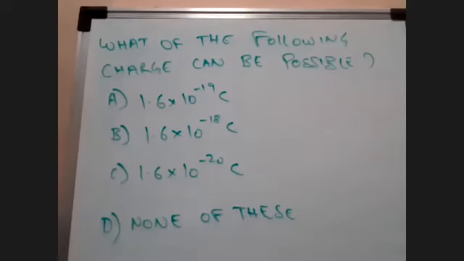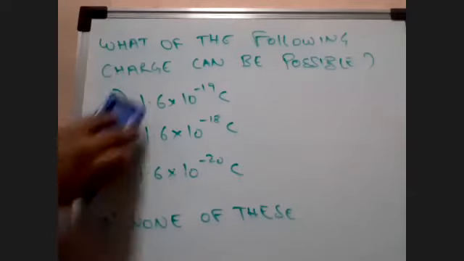Again, the concept comes from quantization of charge. What is the meaning of quantization? Any system of charges will be an integral multiple of 1.6 into 10 raised to minus 19. So let's look at each of these individually.